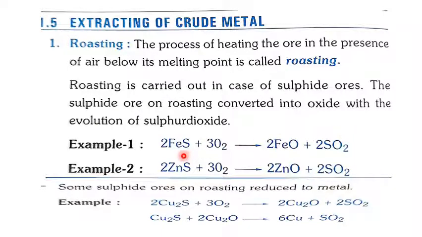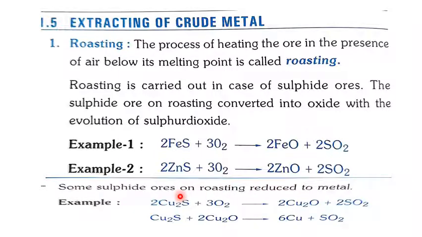Suppose we take iron sulfide, this is the ore. On roasting, iron sulfide is heated in the presence of oxygen below its melting point. That iron sulfide is converted to iron oxide, with the evolution of sulfur dioxide. Similarly, if we take zinc sulfide, on roasting, zinc sulfide is converted to zinc oxide with the evolution of sulfur dioxide. That means zinc sulfide is heated in the presence of air below its melting point, converted to zinc oxide, and sulfur dioxide is evolved.